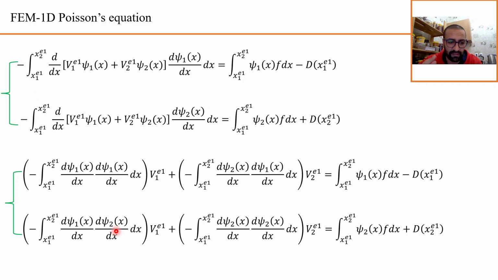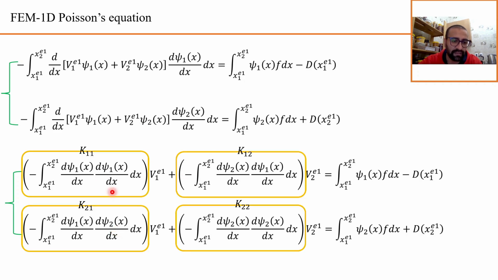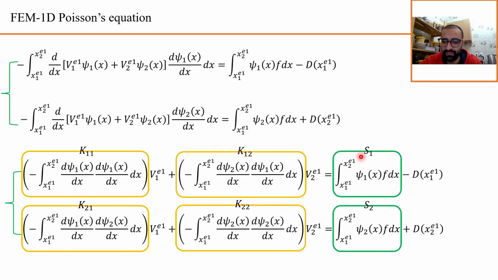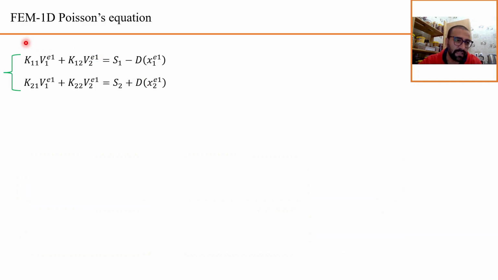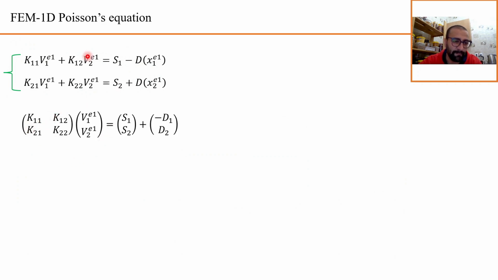Just a bit of simplification, to make it simpler in terms of notation. Let's define this integral with some new function k. We can call this coefficient k11, and let's call this one k12. This one can be k21, and this can be k22, and here let's define this integral with s1 and s2. Using the new notation, this is the system of equations that we derived, and we can easily write this system of equations in a matrix form.